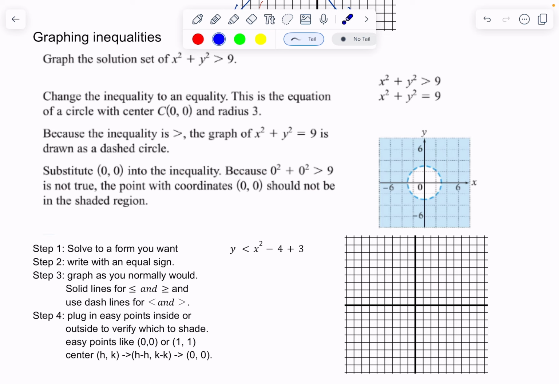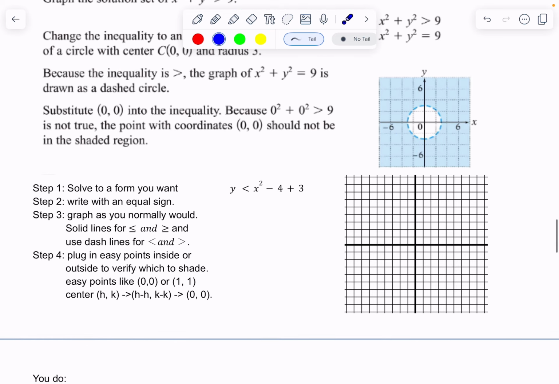The way to check which is the truth of it is I would choose easy numbers. In this case, it would be 0, 0. Is 0, 0 greater than 9? Is that a true statement? Absolutely not. So this point right here cannot be valid. That means we would shade the rest of the plane. Okay. Hopefully that makes sense.